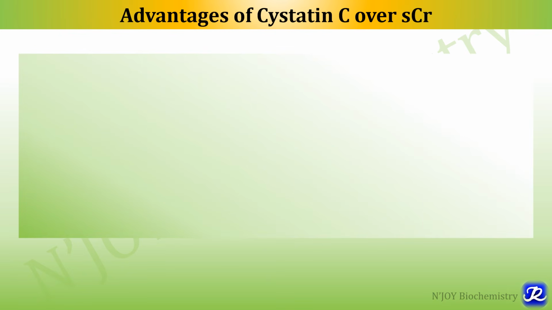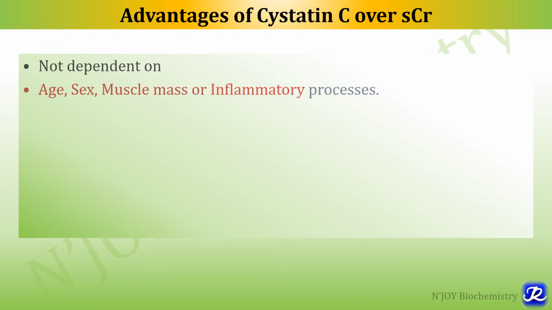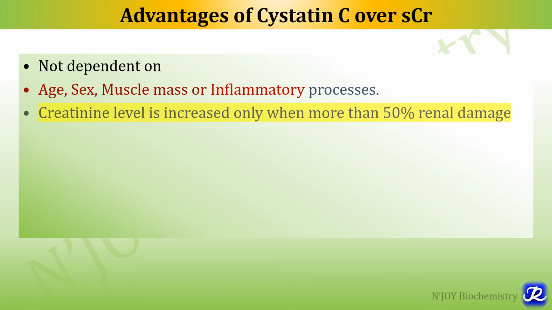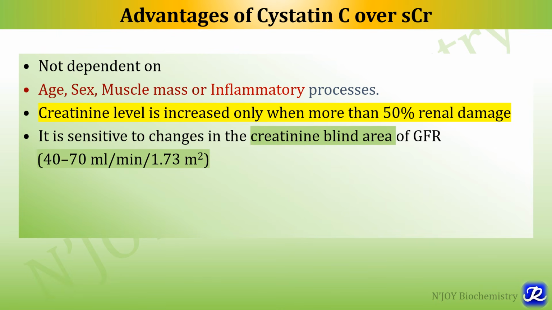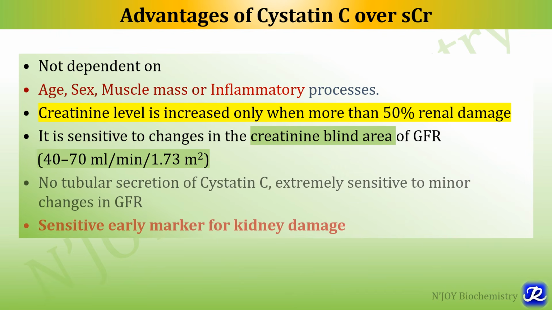There are some advantages of cystatin C over estimation of serum creatinine. Cystatin C is not dependent on age, sex, muscle mass or inflammatory processes. Creatinine level is increased only when more than 50% of renal damage is present, so it does not indicate early kidney dysfunction. But cystatin C is sensitive to changes in the creatinine blind area of GFR, that is 40 to 70 ml per minute per 1.73 meter square GFR. There is no tubular secretion of cystatin C like serum creatinine. It is extremely sensitive to minor changes in the GFR and it is a sensitive early marker for kidney damage.